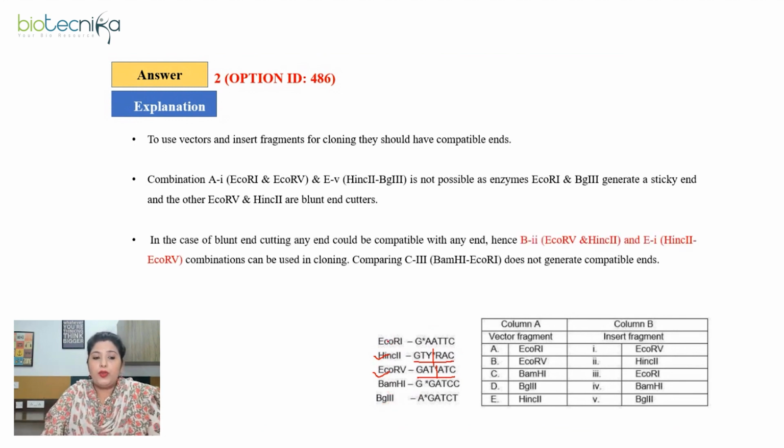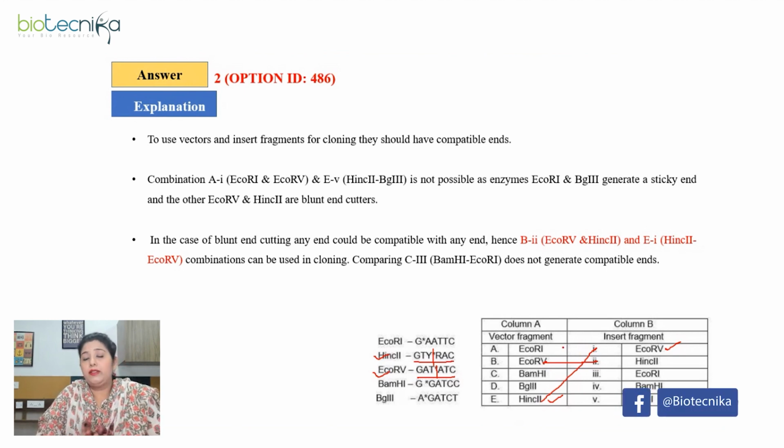So you very well know that when we talk about blunt ends, right? In case of blunt end cutting, any end could be compatible with any end. So this means that EcoRV will be compatible with HincII, right? Or here HincII and EcoRV. So that means we have B2 and E1. So these combinations can be used in cloning, right? So this is about blunt ends, when the enzymes generate blunt ends.